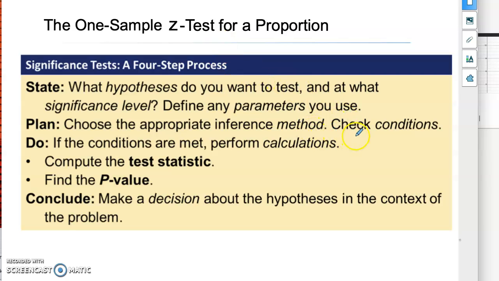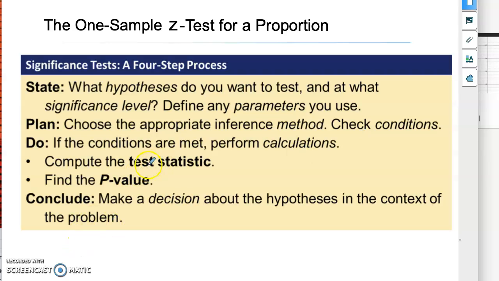Check your conditions. In this case, we would check random, assuming shots are independent and random of each other. There is no specific number of shots. He could just keep shooting forever, so the 10% rule doesn't apply. And if he shoots 50 times, n times 0.8 would be equal to 40. We would expect him to make 40 shots and miss 10. Both of those are greater than or equal to 10, so we are okay.